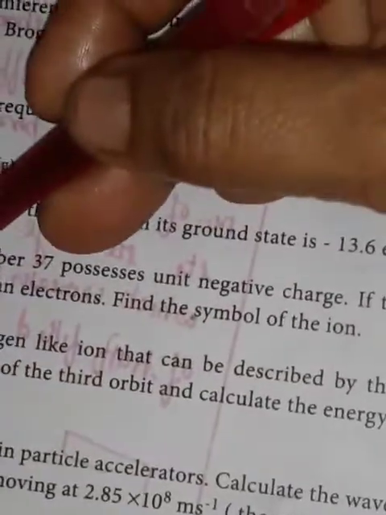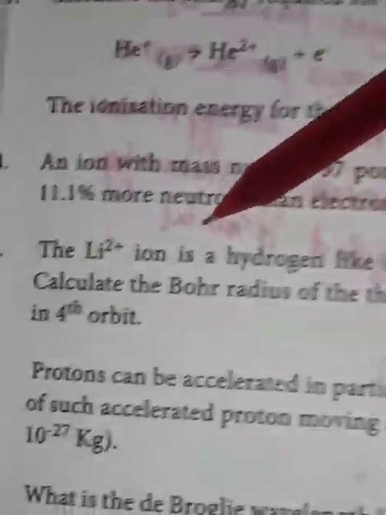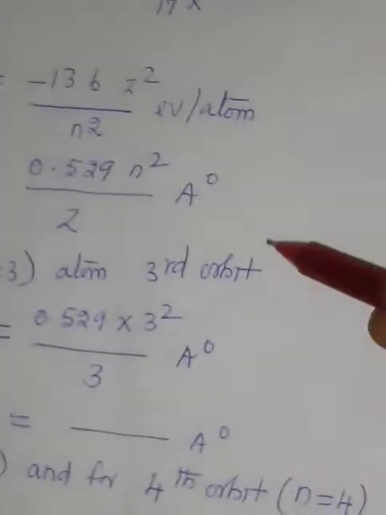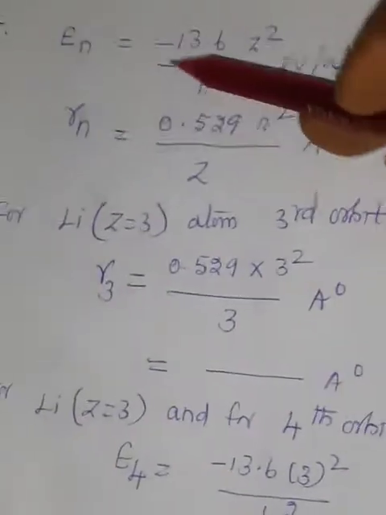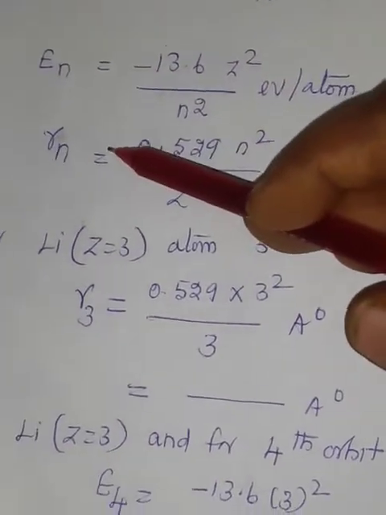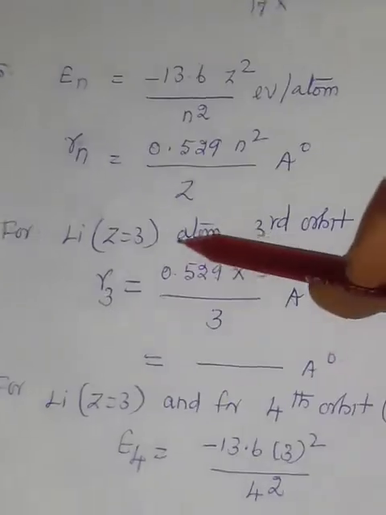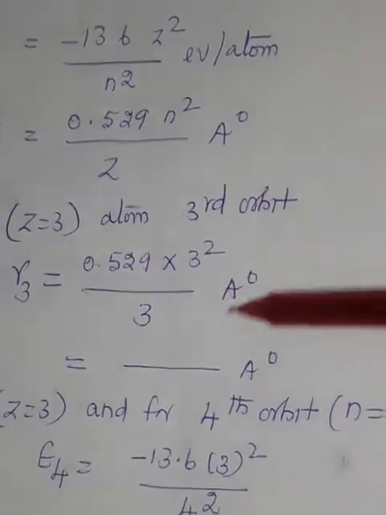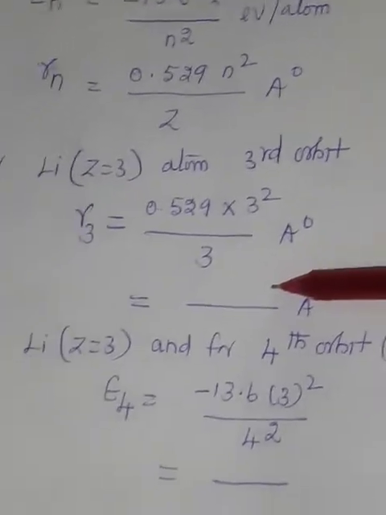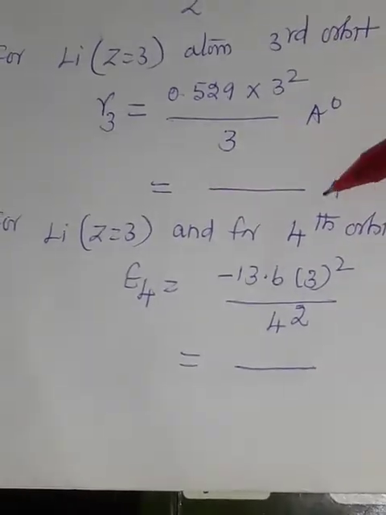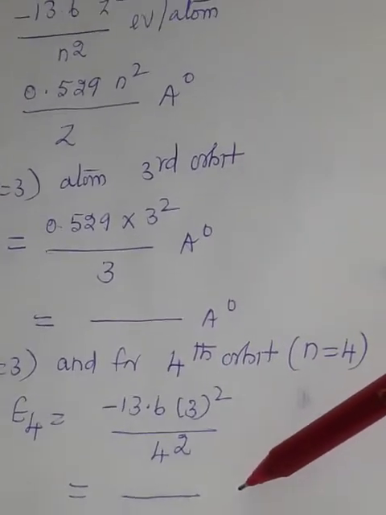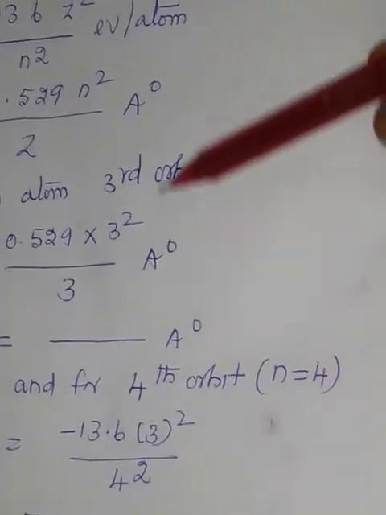Next, question number 45. For the Li2+ ion, finding the En value and Rn value, then for the lithium atom, substitute the R3 value and get the answer. Then for the lithium 4th orbit, substitute the value and get the answer. This is the 45th question.